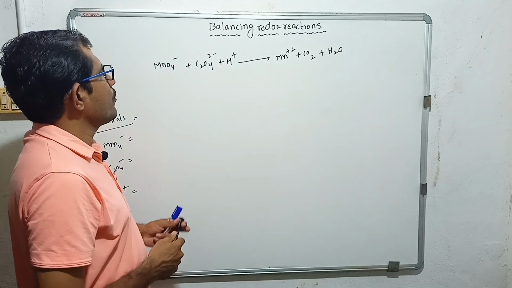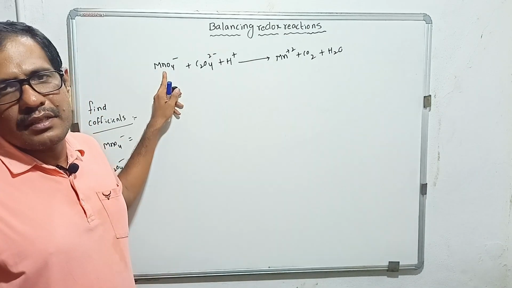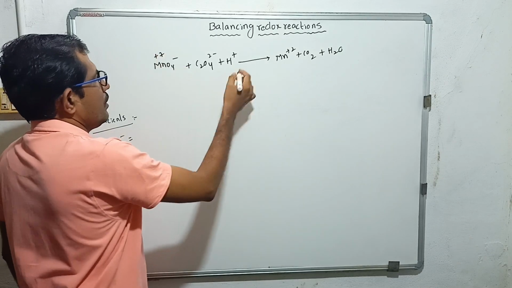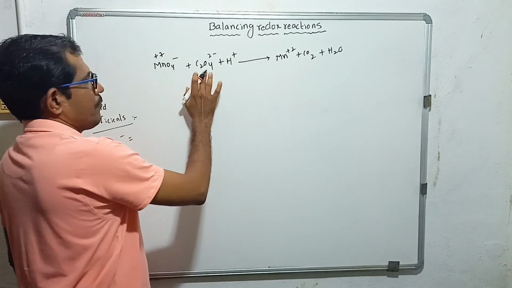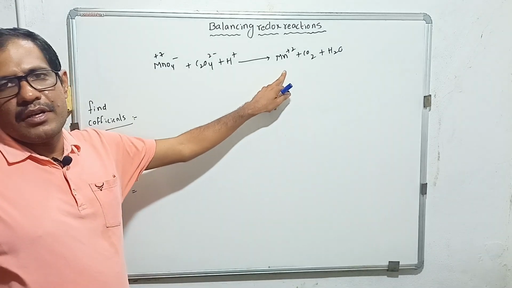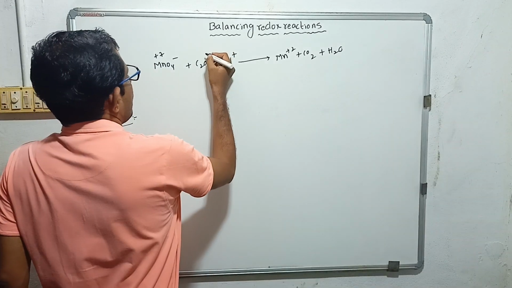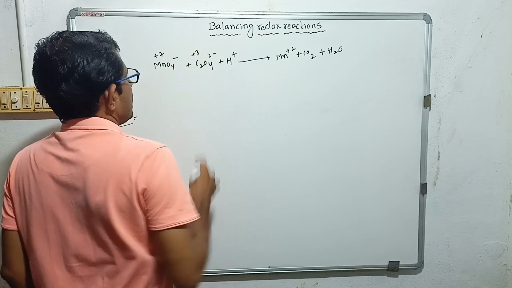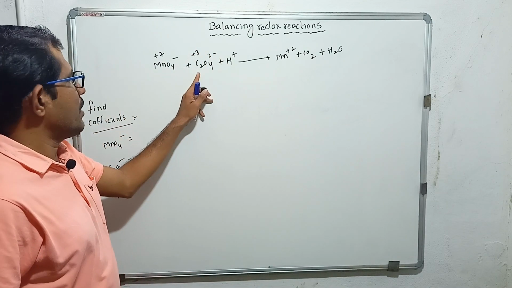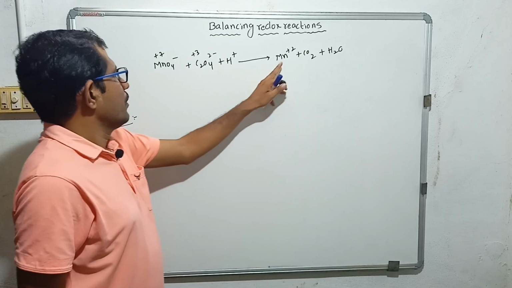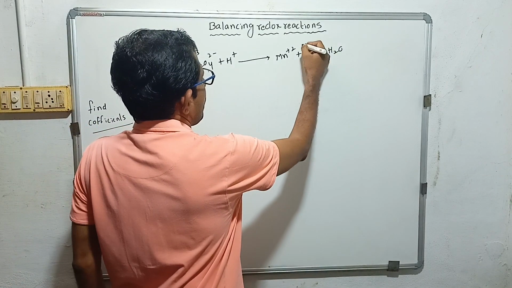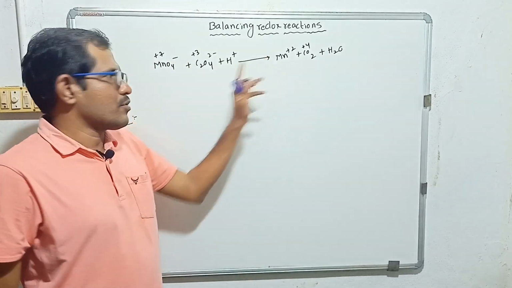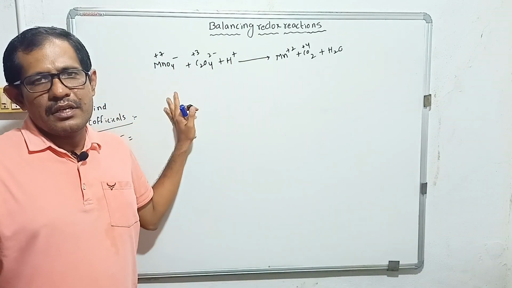So now what will we do? First find the oxidation numbers. Here Mn is plus 7, and there Mn is plus 2. Here the oxidation number of carbon is plus 3, and there the oxidation number of carbon is plus 4. Now we have all the oxidation numbers.